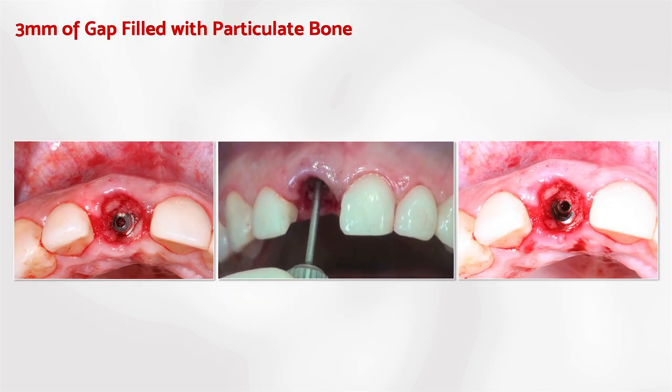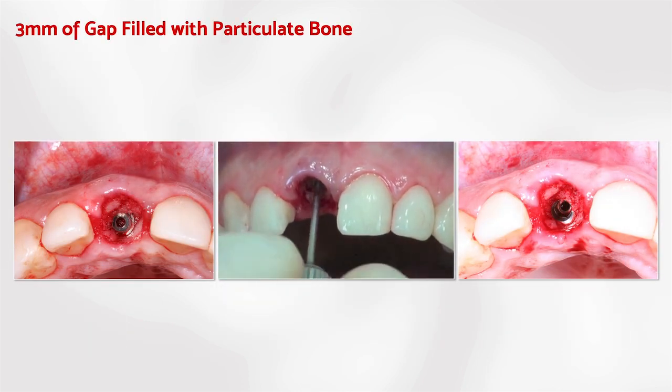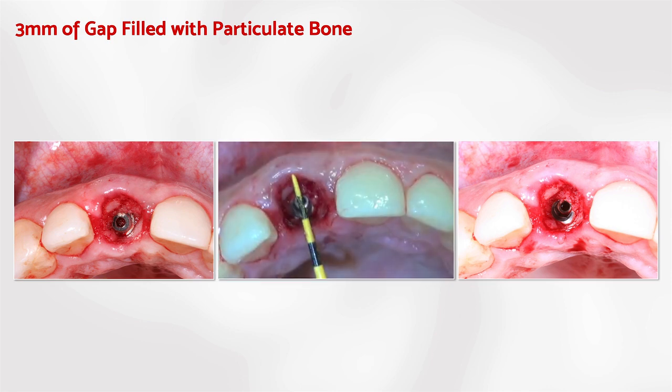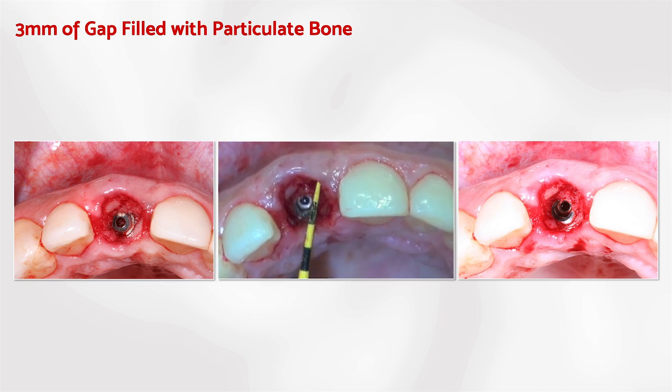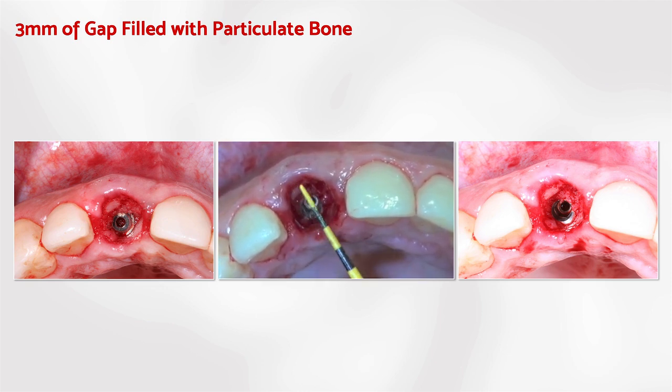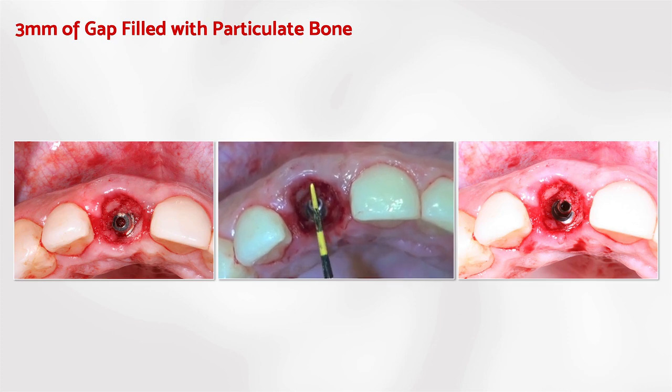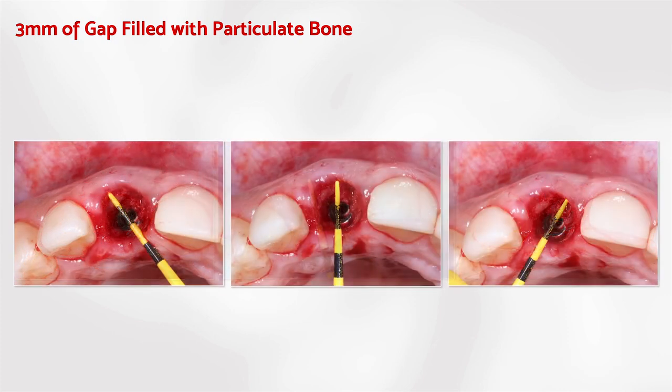And after bone filling, we check again the 3 millimeters of gap filled with particulate bone harvested from the right tuberosity. And you can see here the 3 millimeters of the new wall in the middle of the implant, at the distal aspect and the mesial aspect. As you can see through these three pictures, exactly in the center, in the distal and the mesial direction.